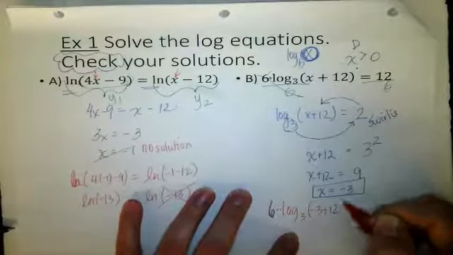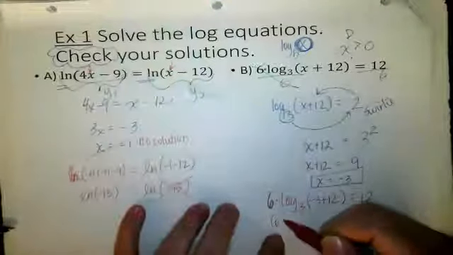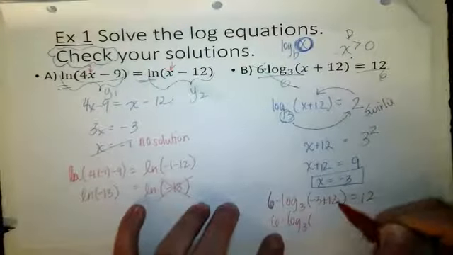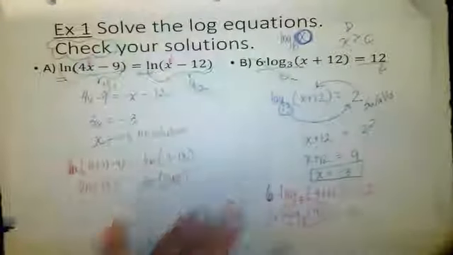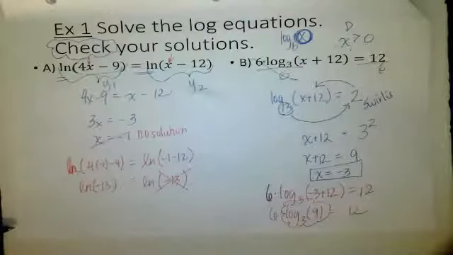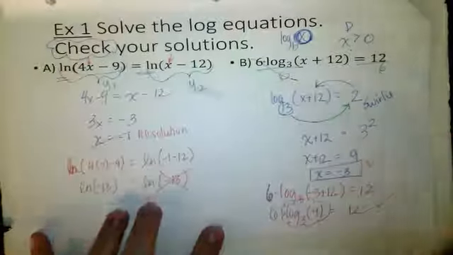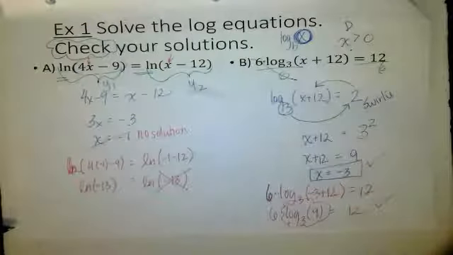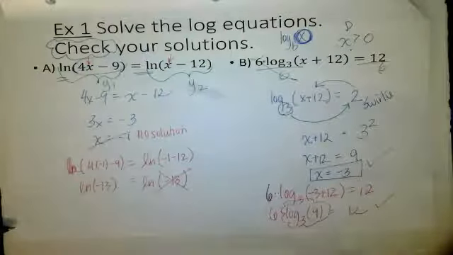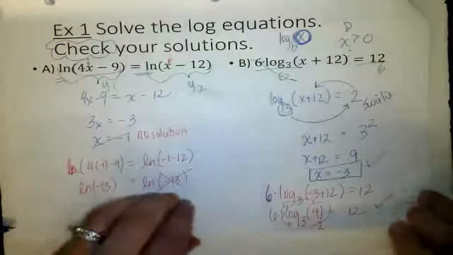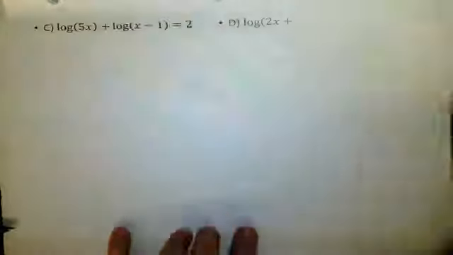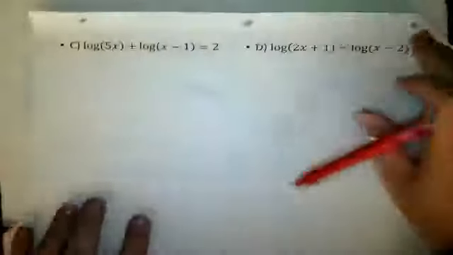Negative 3 plus 12 is supposed to equal 12. 6 times log base 3 of 9. Does it equal 12? What is log base 3 of 9? 2. Times 6 gives you 12. Yes, it absolutely checks out. So you can plug that in and make sure that it works. Log base 3 of 9 is 2. All right, next. Those are the easy ones.